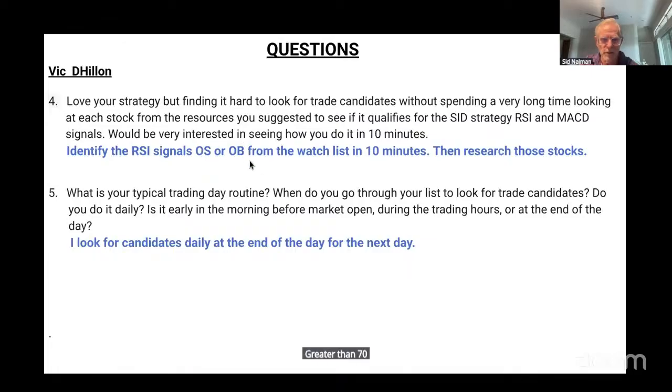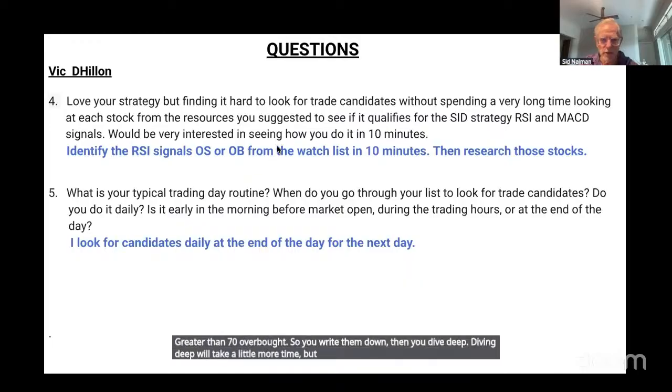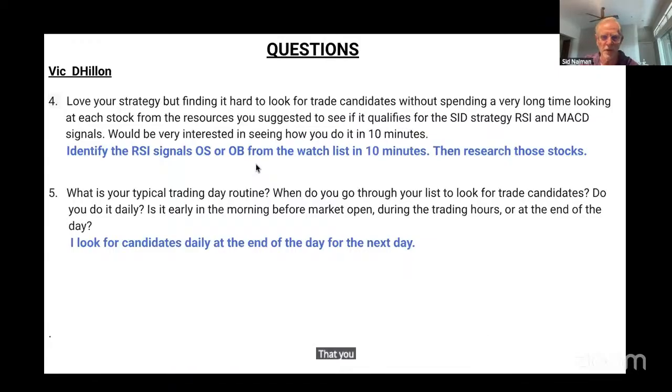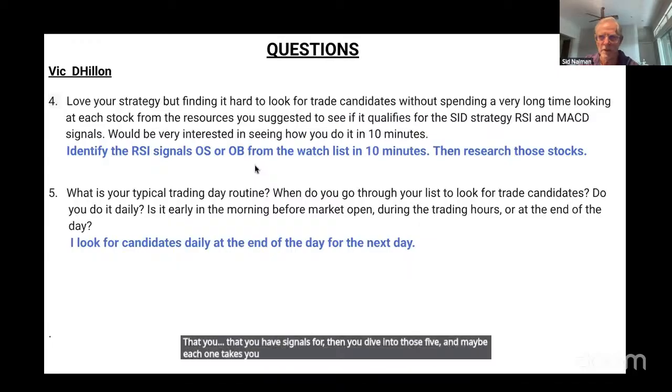So you write them down, then you dive deep. Diving deep will take a little more time. But let's say you have a list of 50, you may come up with 5 stocks that you have signals for. Then you dive into those 5, and maybe each one takes you 10 minutes to go through. So another half hour to an hour to come up with the final trades.